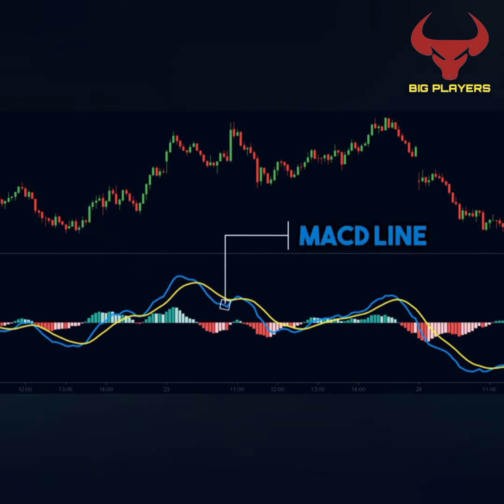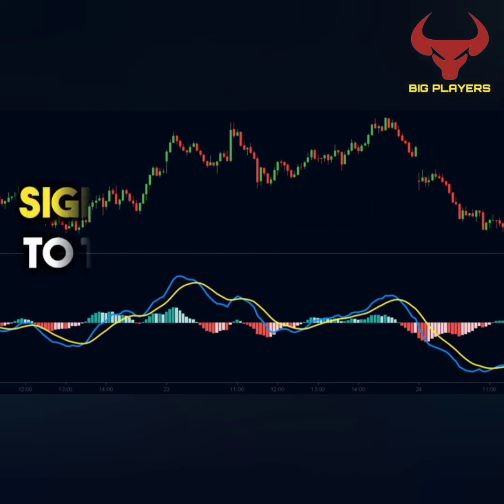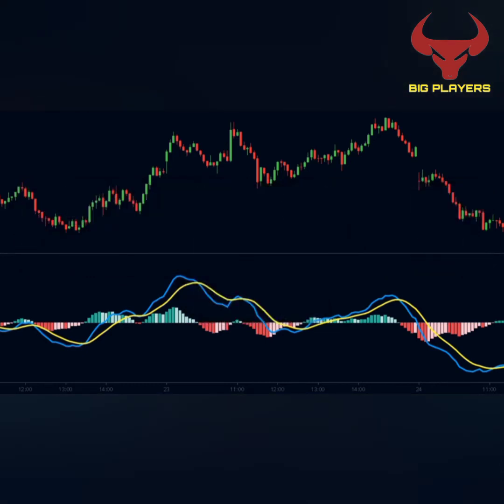This is called the MACD line. The yellow line here is a simple 9-period moving average of the MACD line. It is known as the signal line. The signal line can be used as a trigger to activate buy or sell trades. For example, when the MACD line crosses above the signal line, it indicates a buy signal. Similarly, if the blue line crosses below the signal line, it indicates a sell signal.